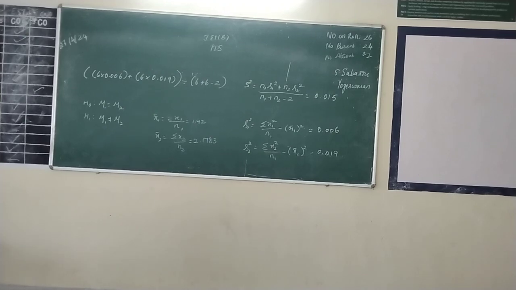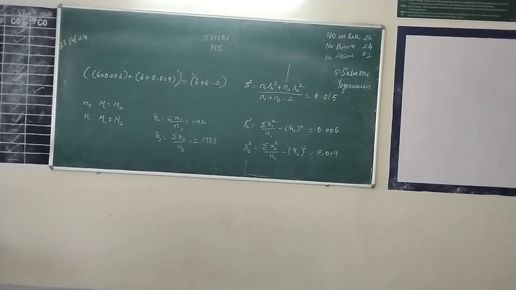Next we are going to discuss how to solve problems based on single variance and difference of variance. To solve problems based on single variance, we will take the help of the chi-square distribution. For difference of variance, we will make use of the F distribution. So for each one, we have a different distribution.